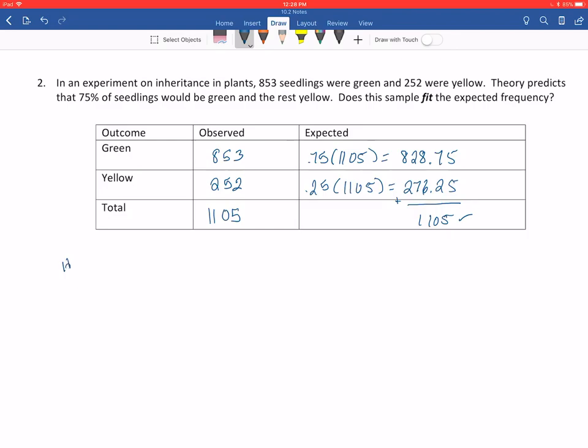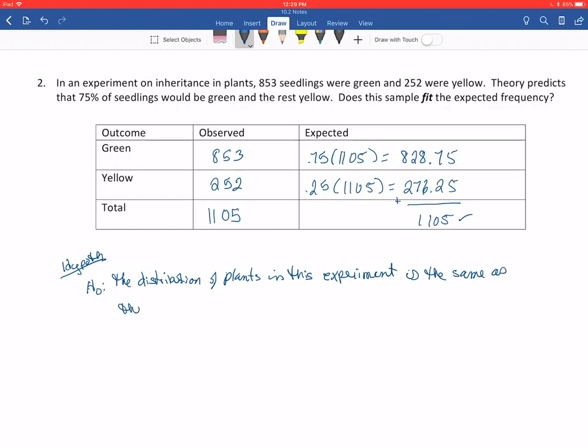Okay, so let's go ahead and write our hypotheses. My null is going to be that these two distributions are the same. I just need to explain it. Which two distributions am I talking about? I have the distribution of plants in this experiment, and I'm going to claim that it is the same as, I'm just going to call it the 75-25 theory. Like, does it fit? Is it the same as the theory? Or alternately, I'm going to say these distributions are different.